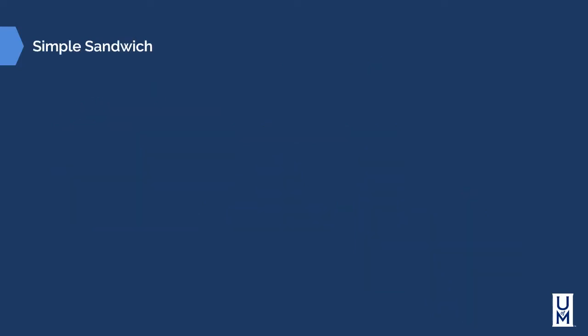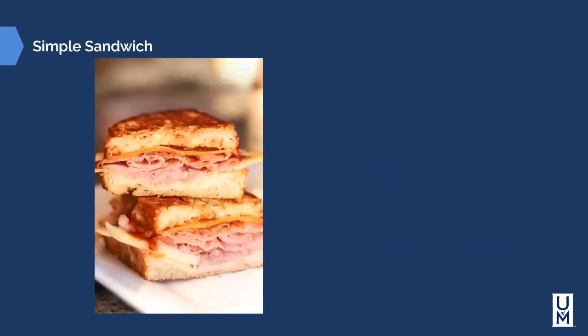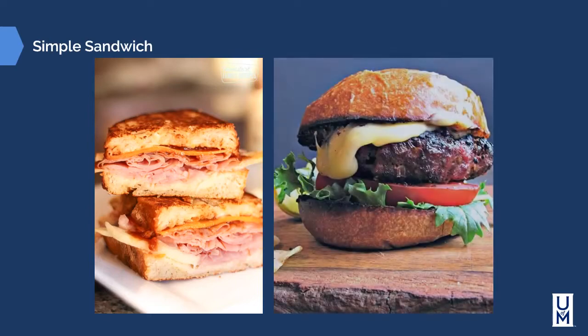A simple sandwich consists of 2 slices of bread with the spread, filling, and internal garnishes between them. Here's an example of a simple ham and cheese sandwich, also a hamburger.